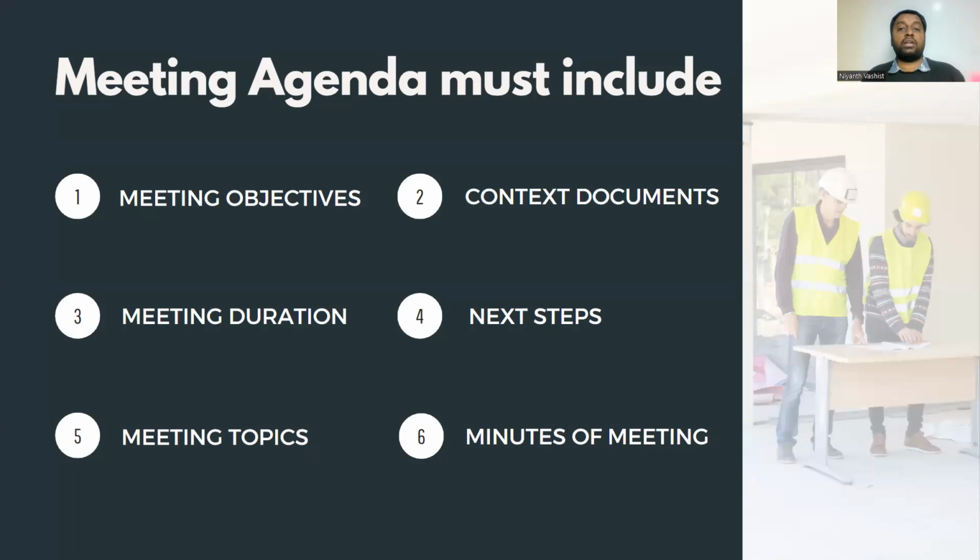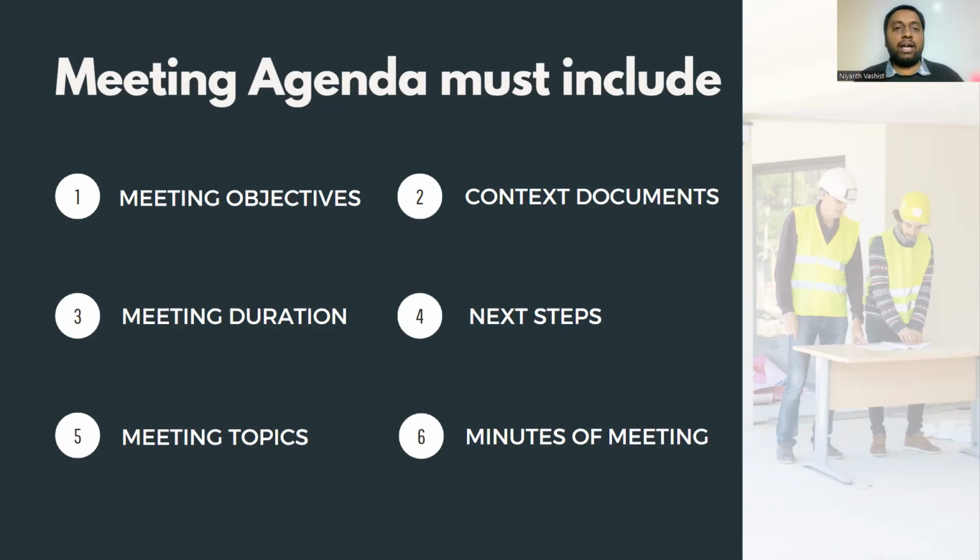Second is, what are the context documents? That means, what are the documents involved in this meeting? What are the documents required for this meeting? And what are the documents that need to be referred to for this meeting? Because you will have hundreds of documents, it is very important to select which document is right for this kind of meeting. Third is the duration.